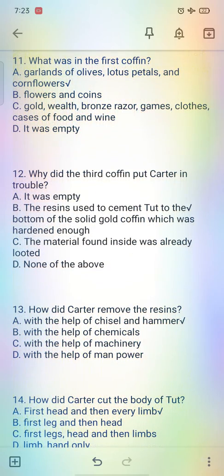Question number 12. Why did the third coffin put Carter in trouble? It was empty. This is the first option. And second, the resins used to cement to the bottom of the solid gold coffin, which had hardened. C, option C, the material found inside was already looted. And D, none of the above. But option number B is correct. The resins used to cement to the bottom of the solid gold coffin, which had hardened. That put Carter in trouble.